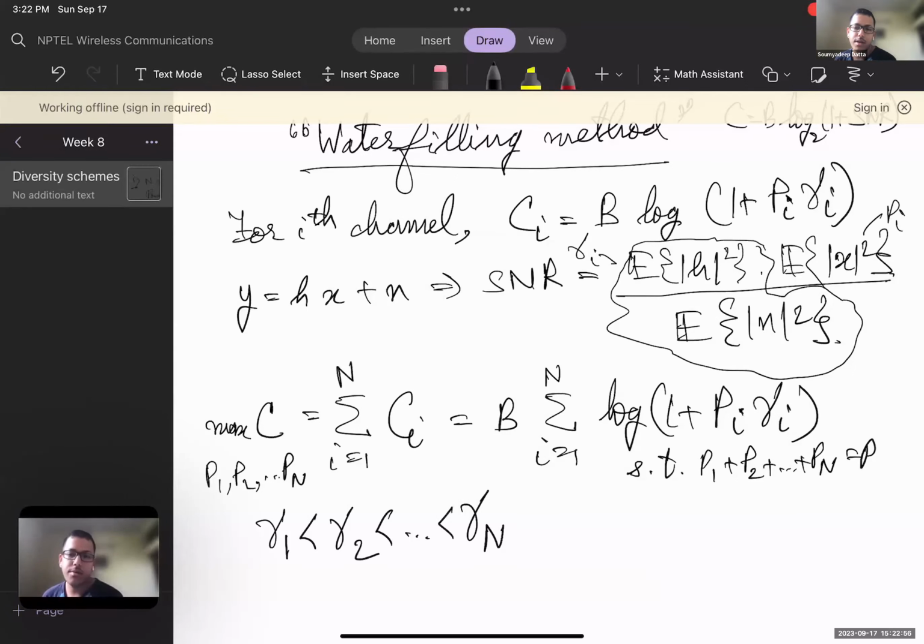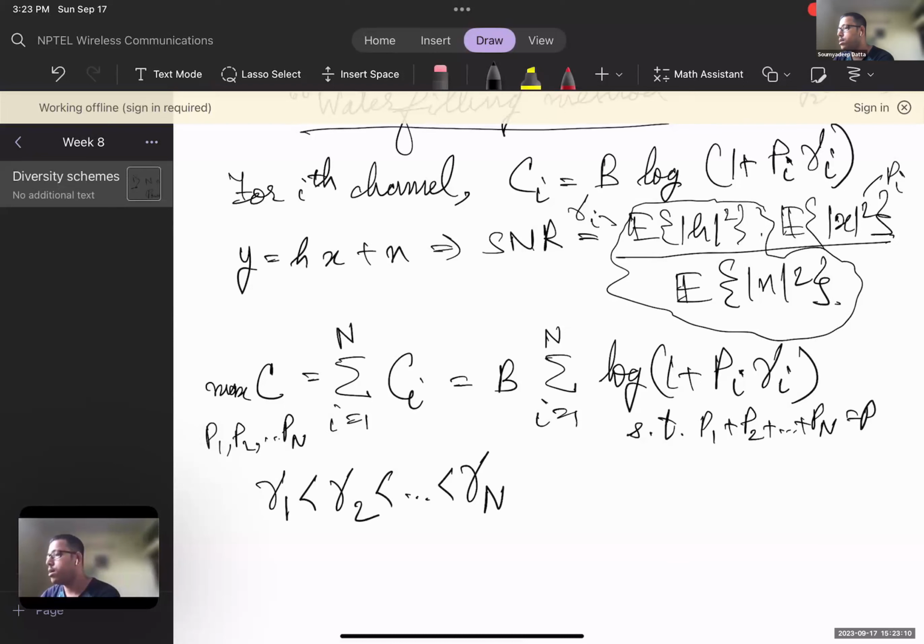If there is no power budget, then you can just keep on increasing Pi, and then your capacity will keep increasing. So there is no upper limit. So there is a power budget. And so the answer here really is, if I have this order of gamma, then what should be my order of Pi, right?